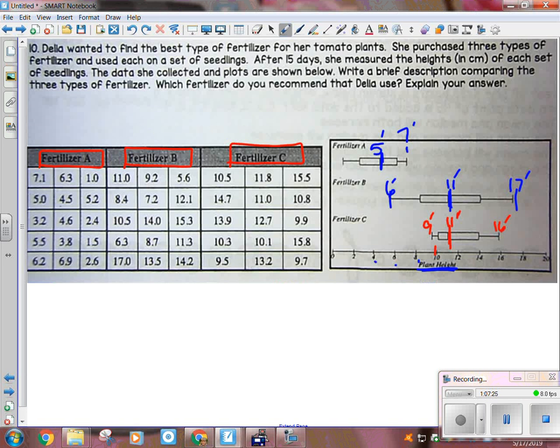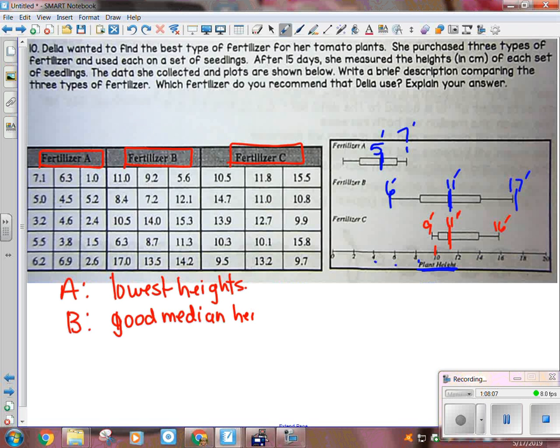So looking at the box and whiskers plot, what do we notice? Here's my observations. A has overall the lowest heights. All of the plants in this one are low. Okay, even though I had some get to 7 feet, overall, they're very low. Probably wouldn't pick A for that reason. I would like to have somewhat taller plants. Fertilizer B had a good median height. So 11 feet, and even fertilizer C had 11 feet, a good median height.